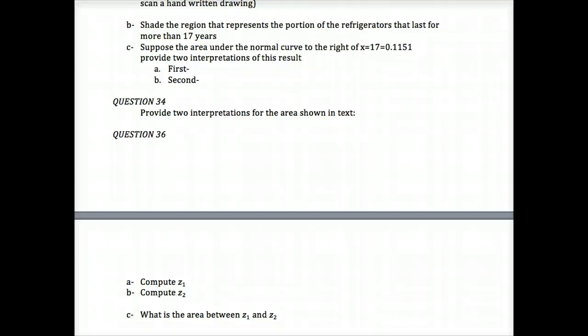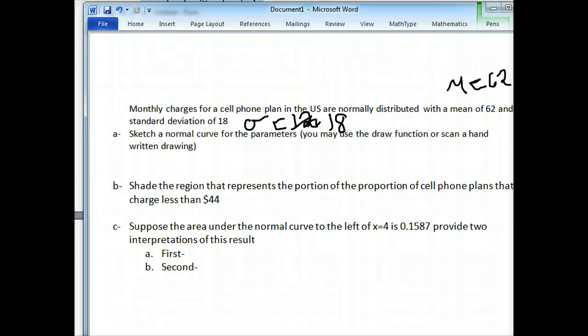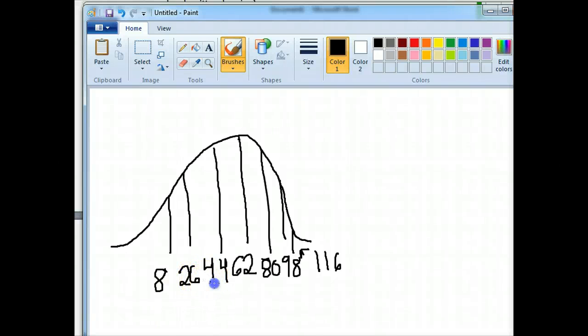I'm going to go ahead and do part B on this as well. Shade the region that represents the proportion of cell phone plans that are charged less than $44. $44 is right here, and less than is going this way. The plans that are less than are going this way. So I'm going to go ahead and shade that in.